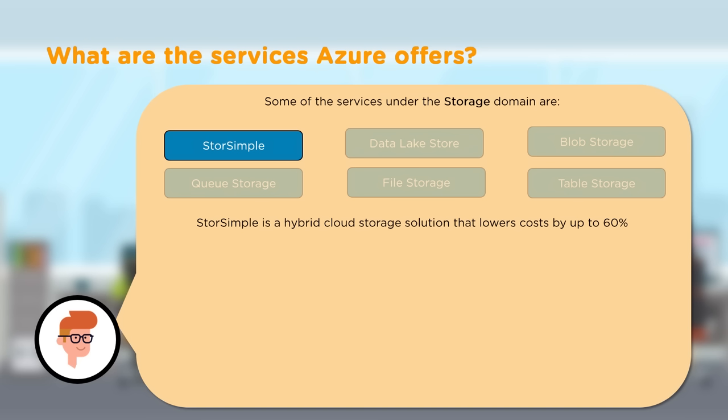But let's start our discussion with Azure StorSimple. Azure StorSimple is a hybrid cloud storage solution that lowers the cost of storage to nearly 60% of how much you would be spending without using it. StorSimple is an integrated storage solution that manages the storage task between on-premises and the cloud storage. What I really like about Azure is that it's built around a hybrid environment in mind.